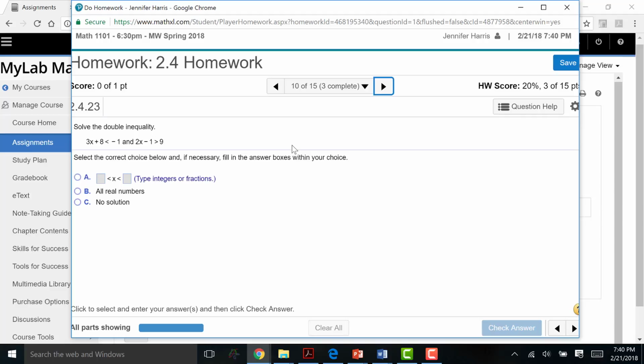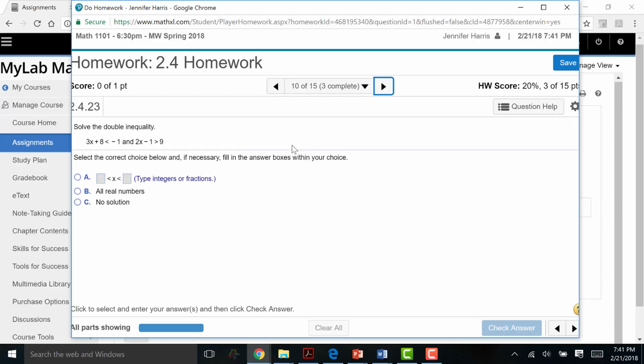For that one, you have to work each part out separately. So you do 3x plus a less than -1, and then 2x minus 1 is greater than 9. All righty, let's see what I'm going to do. -8 minus 8. I end up with 3x less than -9. Divide by 3, so x is less than -3.